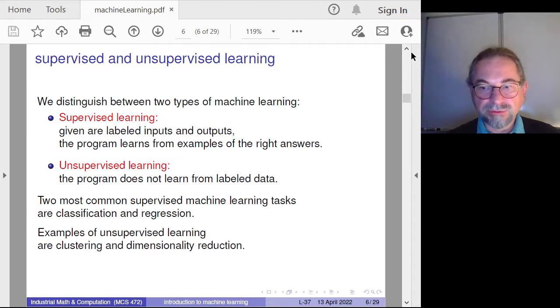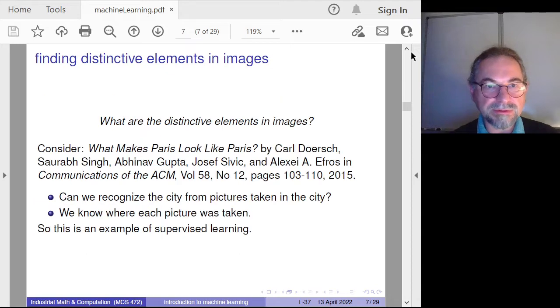Okay, before we dive into the two techniques, let me give two examples. As the end of the semester and the beginning of the summer nears, we may think about traveling plans. So here is the question: what makes Paris look like Paris? If you look at pictures of a city, how can you recognize the city? This is an example of supervised learning, because if you take pictures, typically you know where you are. So there is a correct answer to this question.